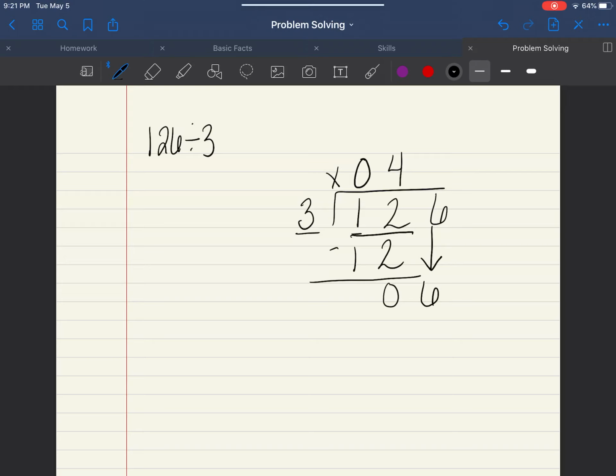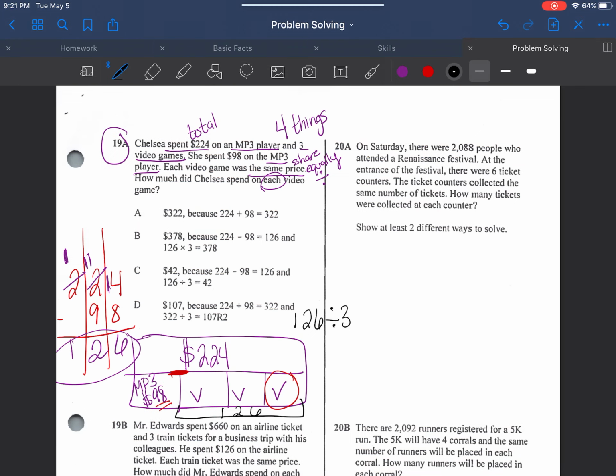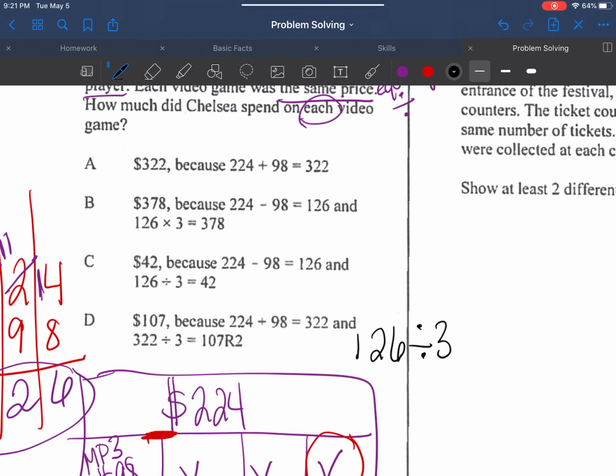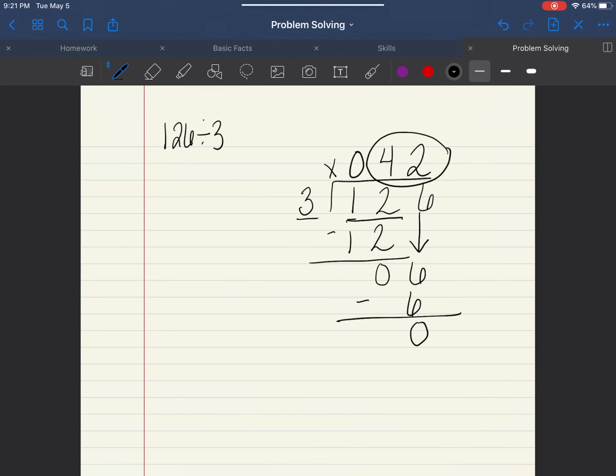So now I subtract. 12 minus 12 is 0. So now I bring down my 6. 3 times what gives me 6? That would be 3 times 2 equals 6. 6 minus 6 equals 0. So my answer is 42. If we look at those answers, the only one that matches is going to be letter C.